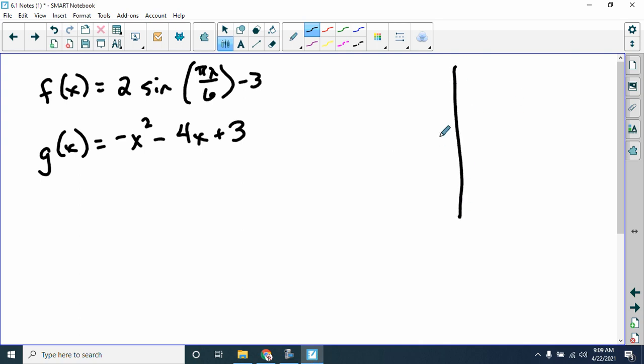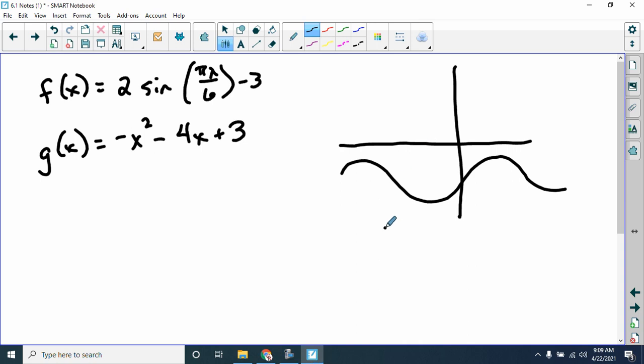Your graph should look something like this. That sine curve is right down here. And then the quadratic looks like this. So first thing we need to do is figure out where these intersect. I need that point and I need that point right there. So calculate those intersection points on your graphing calculator. Go to calculate, which is second trace. Go to number 5, which is intersection.